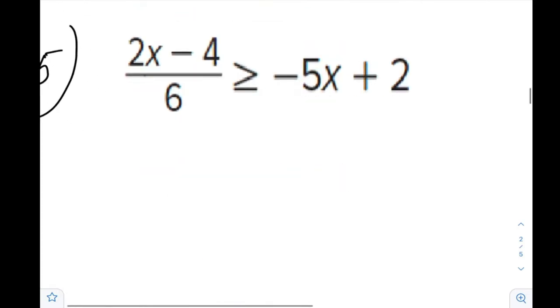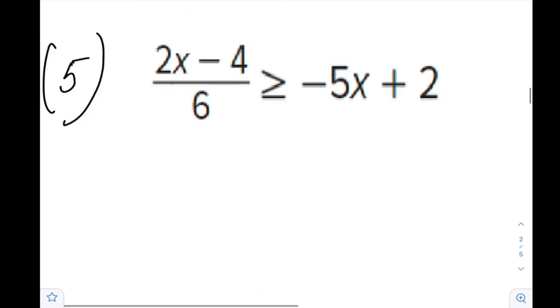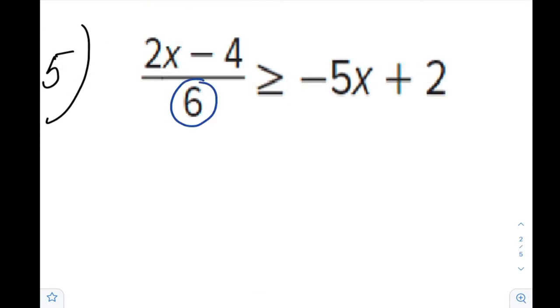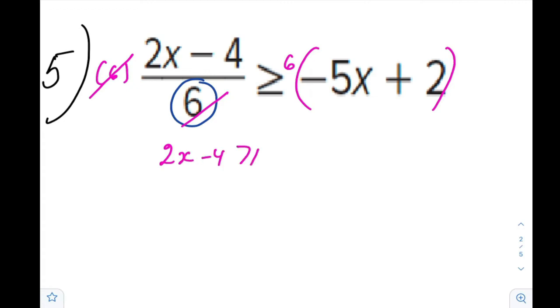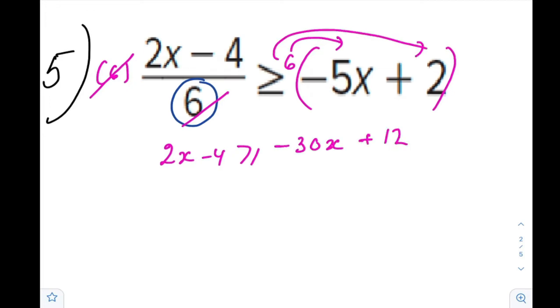Let's see here an inequality including fraction. We always try to get rid of the 6, the denominator means. So we will multiply both sides by the 6. Remember, when you multiply, you should multiply the whole expression. And then we have 2x minus 4 greater than, and we will distribute. Negative 30x, and 6 times 2 is 12.